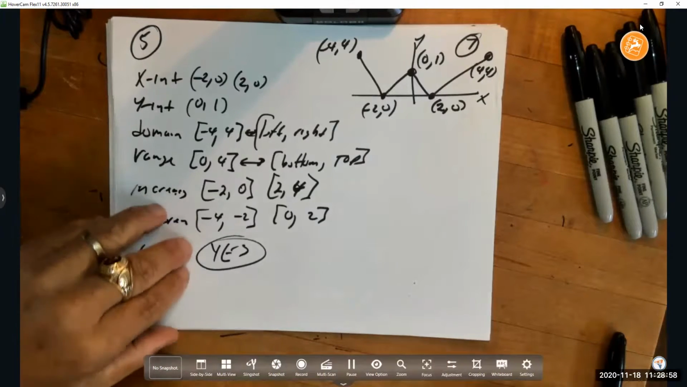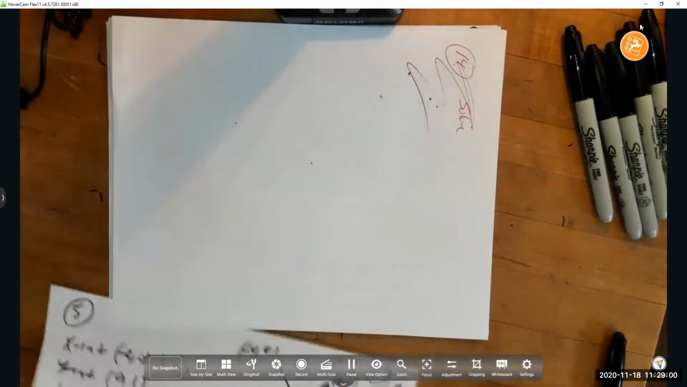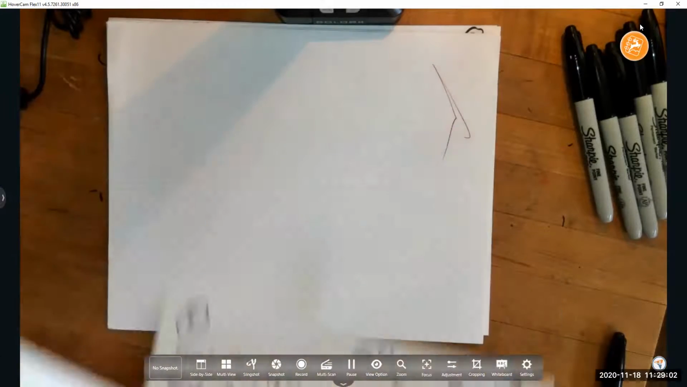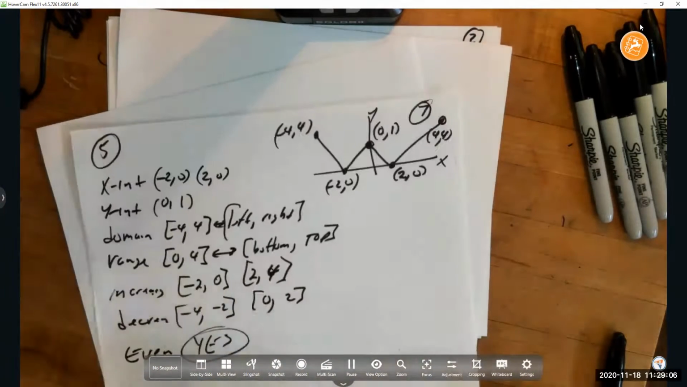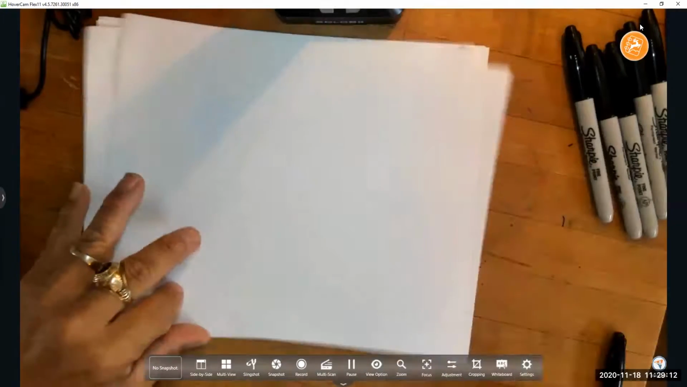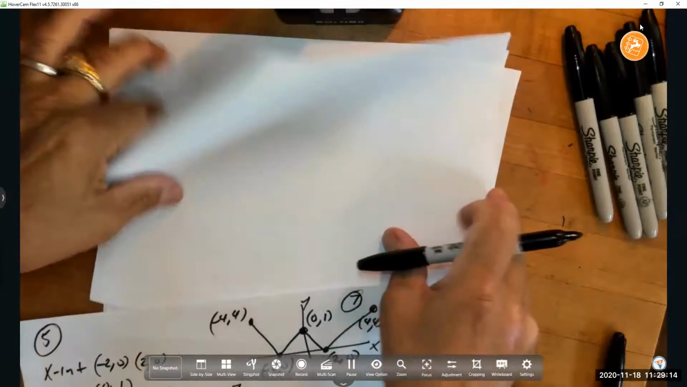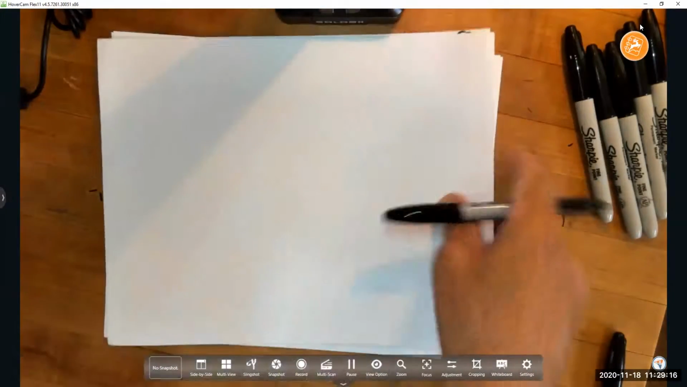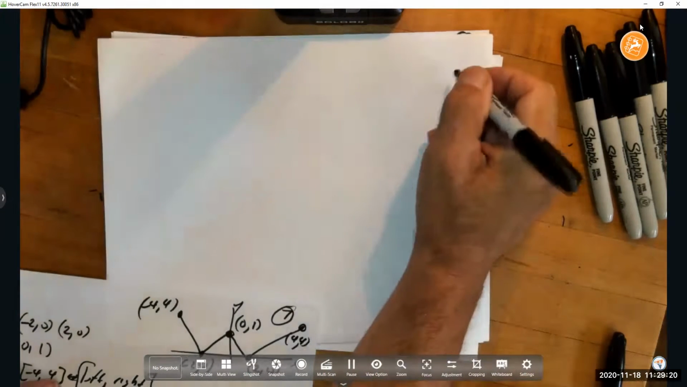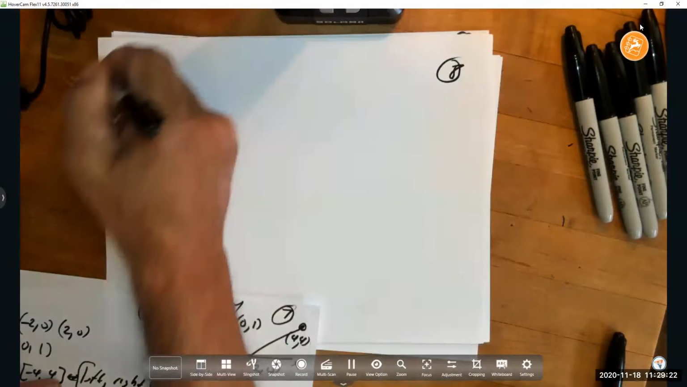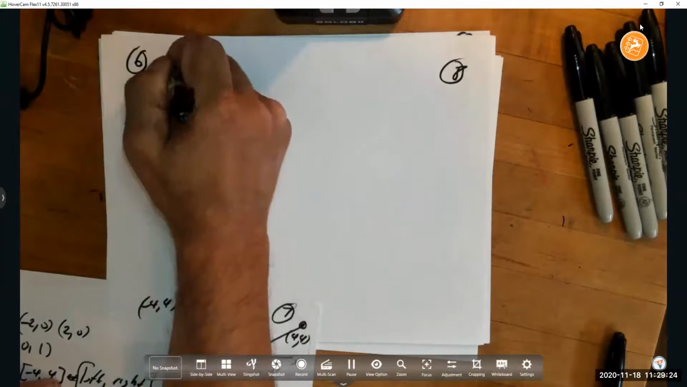All right, next page. Do something on this, and that one. There you go. It's a clean page. All right, this one. Number 6. It's a graph.